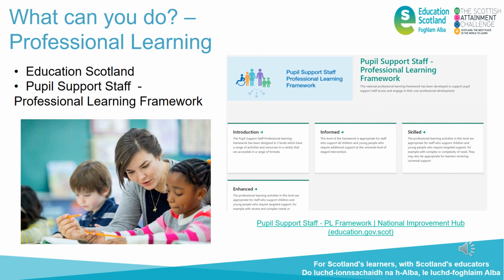You can also access the Pupil Support Staff Professional Learning Framework on the Education Scotland Hub. You can see the levels are informed, skilled and enhanced. The Pupil Support Staff Professional Learning Framework has been designed with 3 levels, and this new framework includes activities and resources in a variety of accessible formats, which will continue to be developed. The informed level provides universal support. The skilled level gives additional and targeted support, and the enhanced level is intensive, specialised and context-specific support.